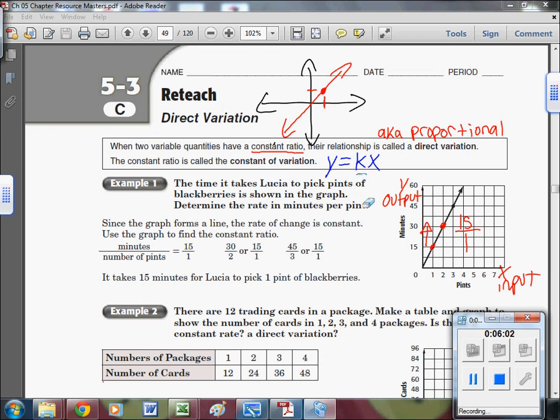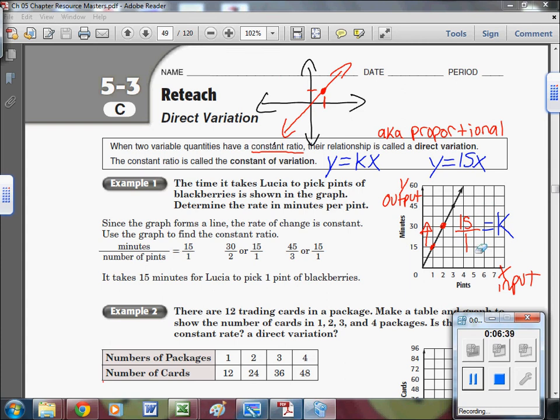In this example, the constant variation, k, would be 15 over 1, okay? I meant to write k. So 15 over 1 equals k, or just 15. So the equation would be y equals 15x, that would be the equation for this line. But now if they wanted us to interpret it into words, if they wanted to know minutes per pint, we could actually interpret this into words. So 15 represented minutes, 1 represented pints. So we would say 15 minutes per 1 pint, or 15 minutes per pint.